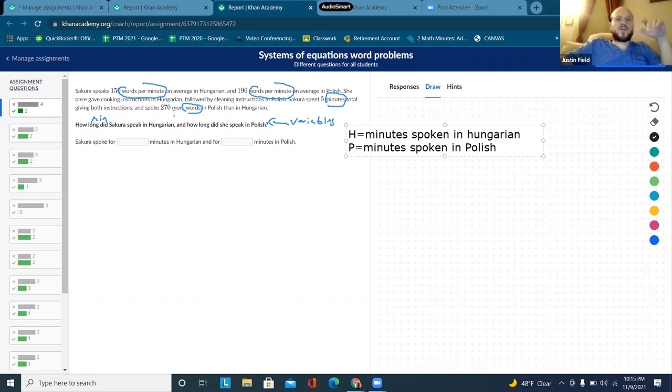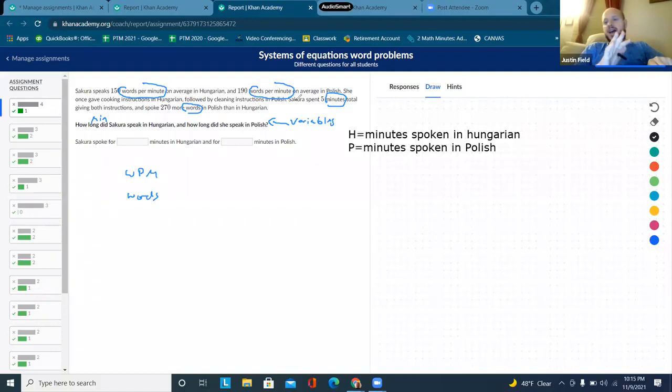Okay, so from all of this information, we need to set up 2 equations. So if minutes is what the variables represent, then words per minute should be an equation, and then words should be an equation because those are the other units, right? So we should have a words per minute equation and we should have a words equation. So let's try that. I'm just thinking through.